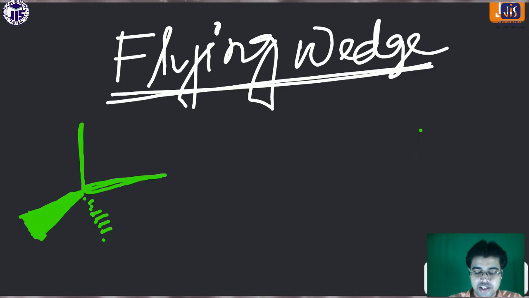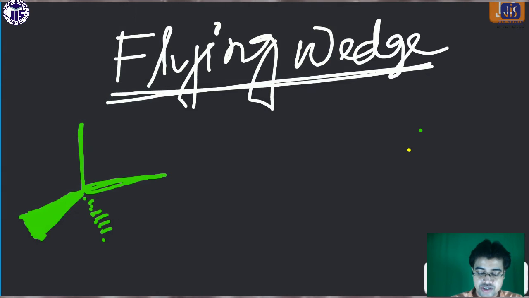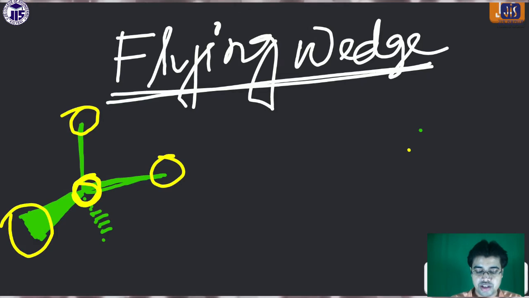Okay, so in the flying wedge projection, in the middle portion there is also a carbon. Here carbon exists and 4 groups are attached in this way. But what is the difference between Fischer and the flying wedge?